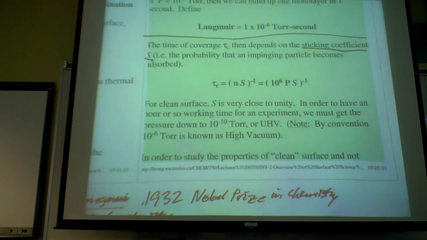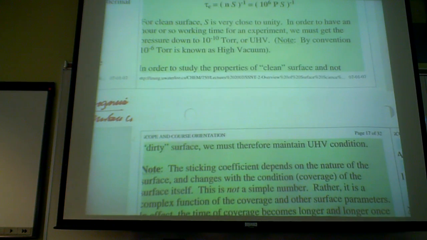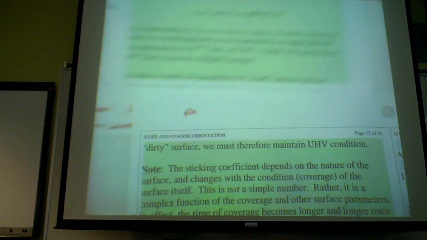Okay? So the punchline here is that in order to study this clean surface and not a dirty surface, we must maintain an ultra-high vacuum to have sufficient time to make the measurement. And you may say that even if you have 10,000 seconds, that doesn't seem to be sufficient. You may need longer.